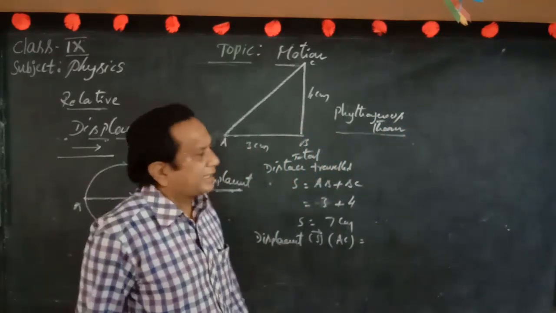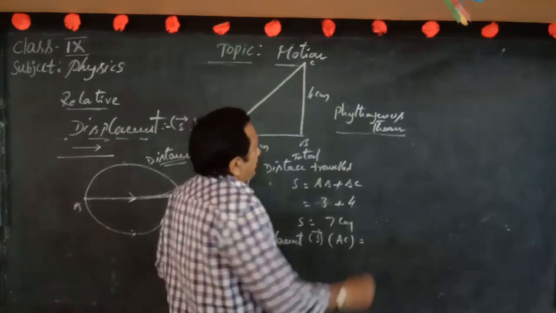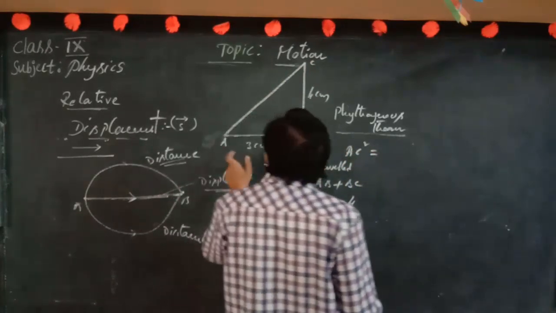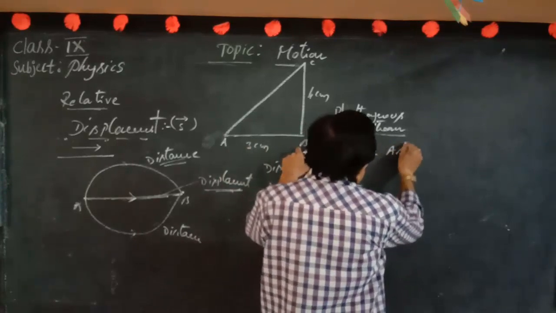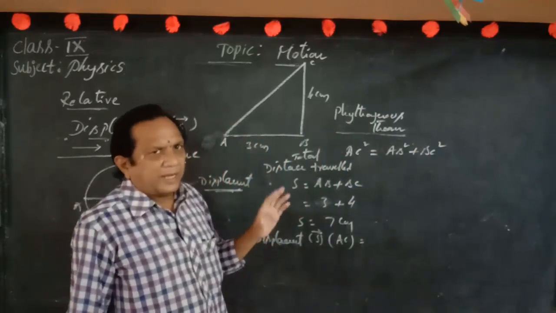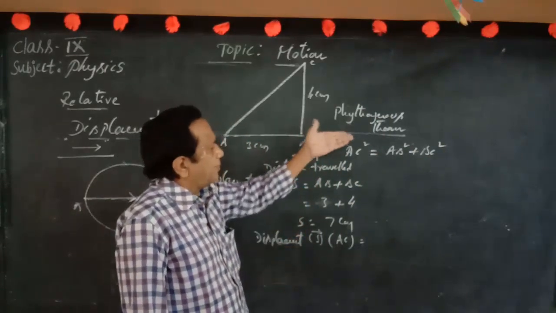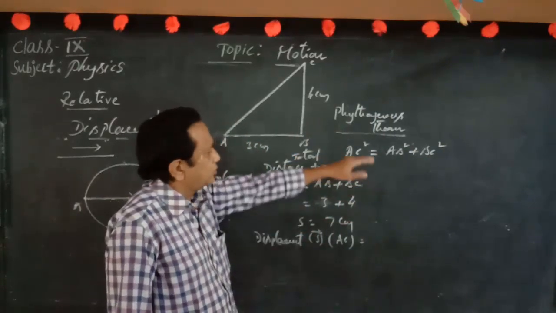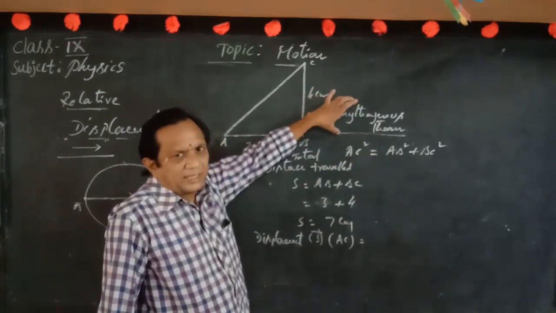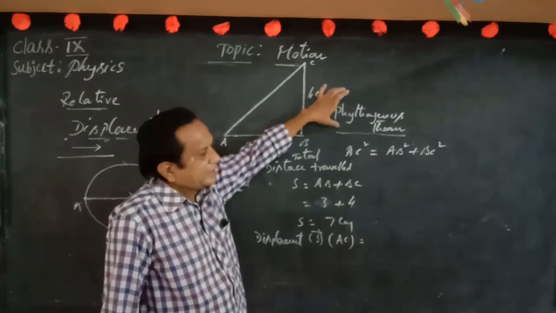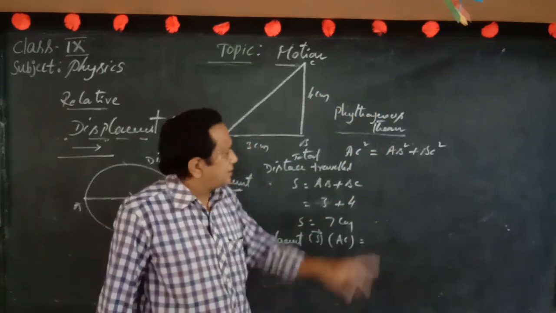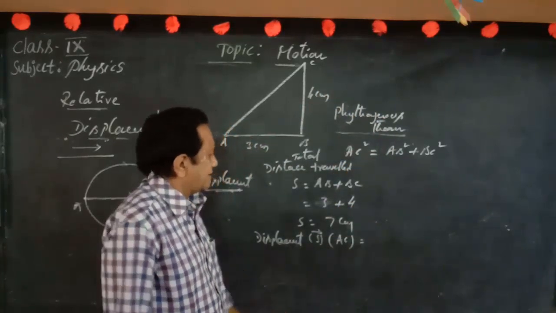What is that Pythagoras theorem? It says that the square of the hypotenuse, that is AC square, is equal to AB square plus BC square. So the sum of the squares of the remaining two sides is equal to the hypotenuse square. AC square is equal to AB square plus BC square. This is an important application in mathematics.